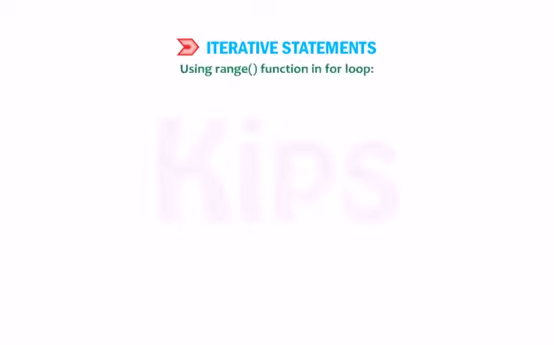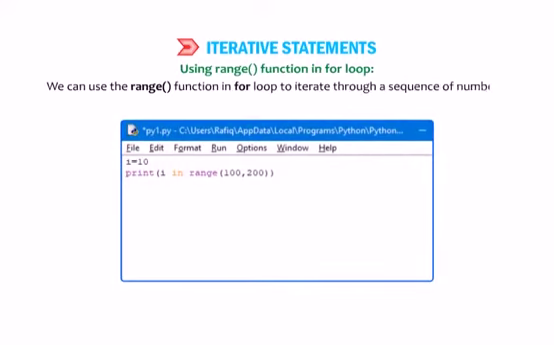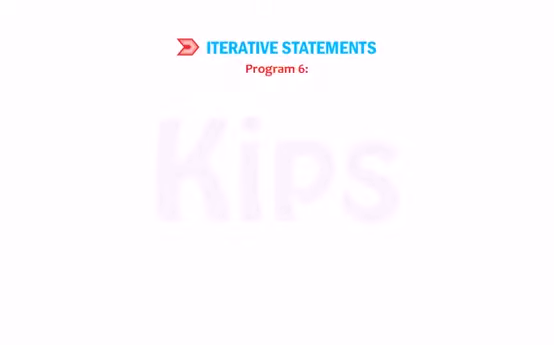Using range function in for loop. We can use the range function in for loop to iterate through a sequence of numbers. Program 6.